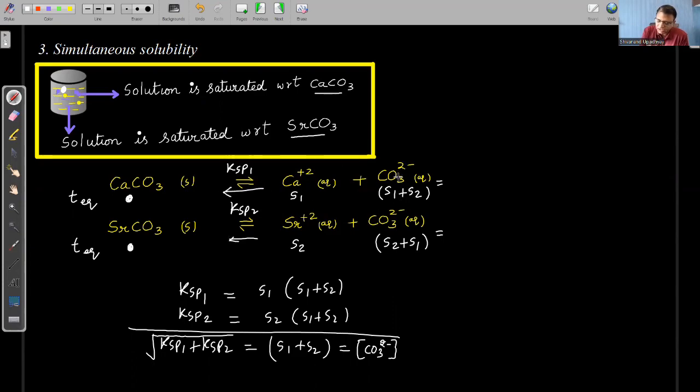For this reaction, some extra carbonate is coming, so it is moving backward, and the same for the second reaction. Some carbonate ion is coming from the first reaction, that's why it is moving in the backward direction. So an important point in objective questions: they can ask what is the effect on solubility due to common ion effect in simultaneous solubility? The solubility of both the chemical species is going to decrease due to common ion effect.